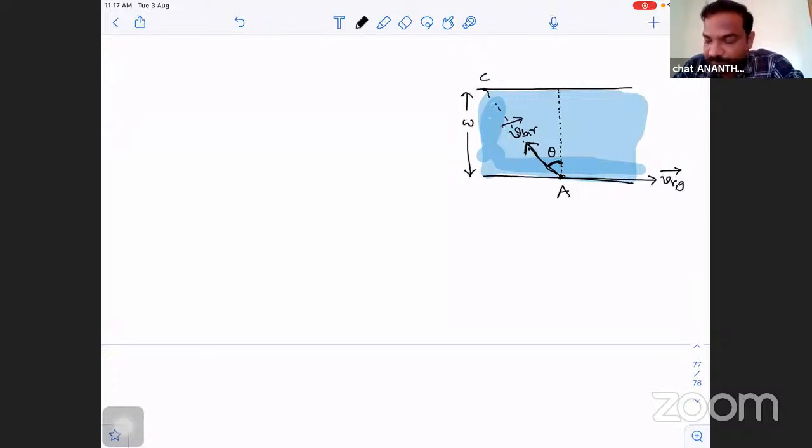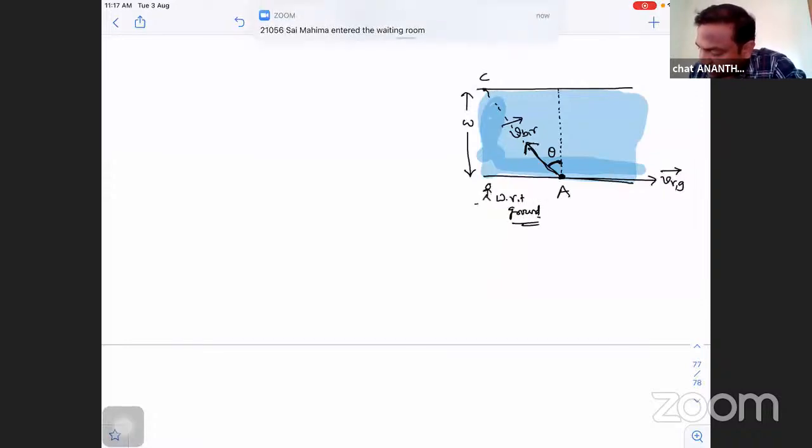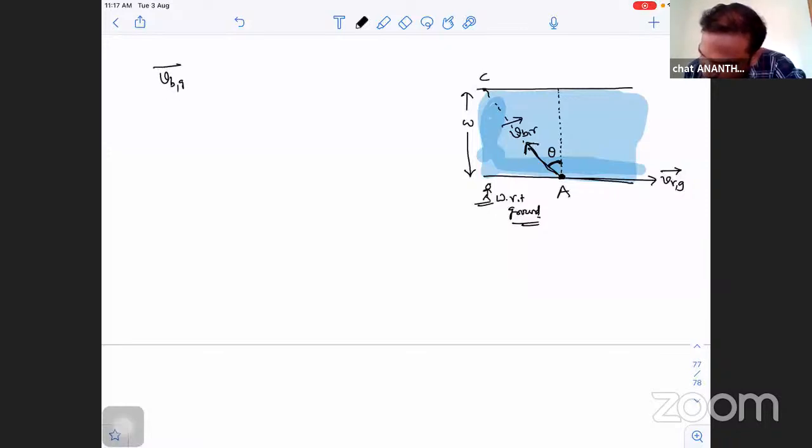Okay. Now, as seen from the ground, I'm discussing everything with respect to the ground. The person on the ground is observing the things, so every calculation is done by the person on the ground. So what is the velocity of the boat as seen from the ground?